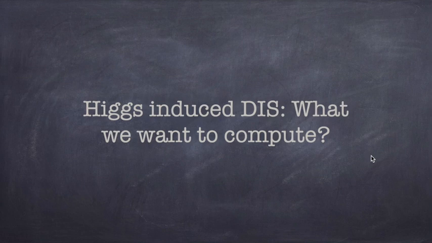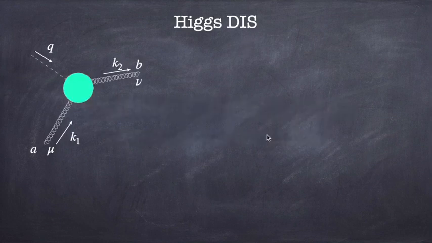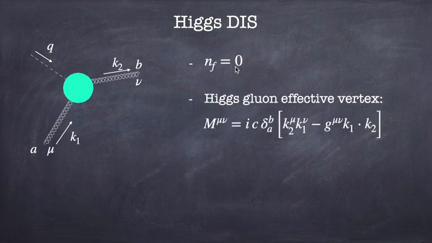To implement this procedure at next to leading log, we decided to start to study it in a simple case, and we chose as a case study the Higgs-induced DIS. We chose this process because it's the simplest process initiated by gluon, and for this reason here the small x resummation is relevant. To keep things as simple as possible, we chose to work in a pure gluon theory, and so we put nf equal to 0.